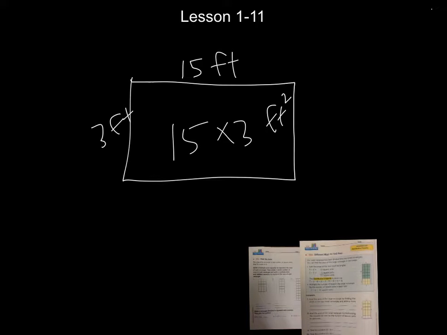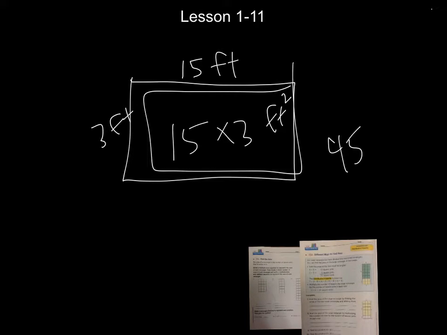Imagine our classroom. Okay, if this was our classroom, and one side of the wall was like 15 feet, and the other side of the wall was 3 feet. The area would be 15 times 3. And then the unit would be feet squared. So that's a tricky thing about it, because your product would be 45, because 3 times 15 is 45 feet squared. Okay, because that's area.